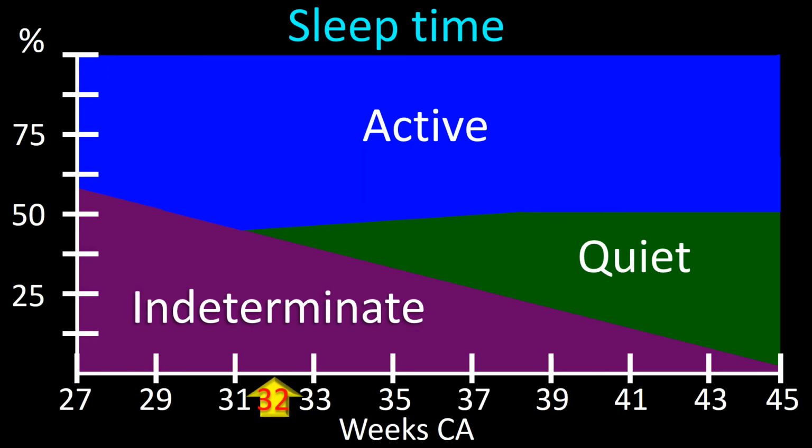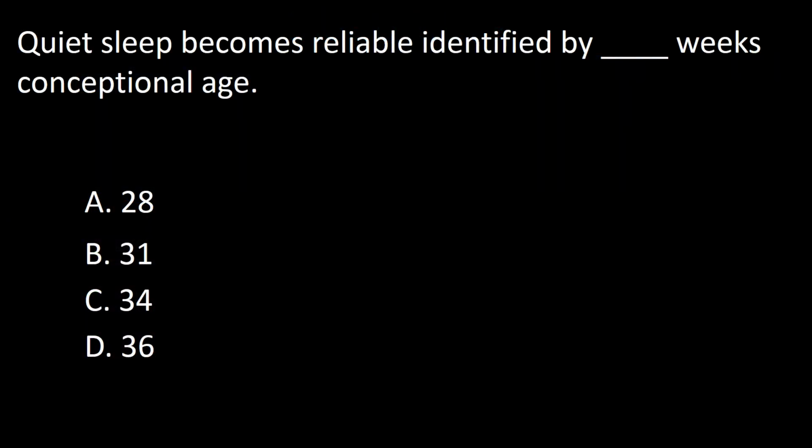At about 31 to 32 weeks, quiet sleep becomes detectable, but its duration is very brief. By 34 weeks, quiet sleep increases mainly at the expense of indeterminate sleep. By 44 weeks, most of the sleep time is divided almost equally between active and quiet sleep. So the answer to this question is B.